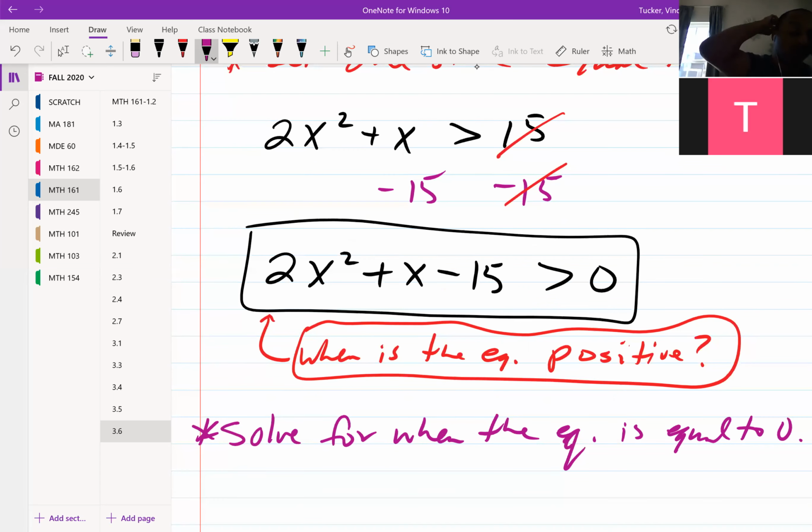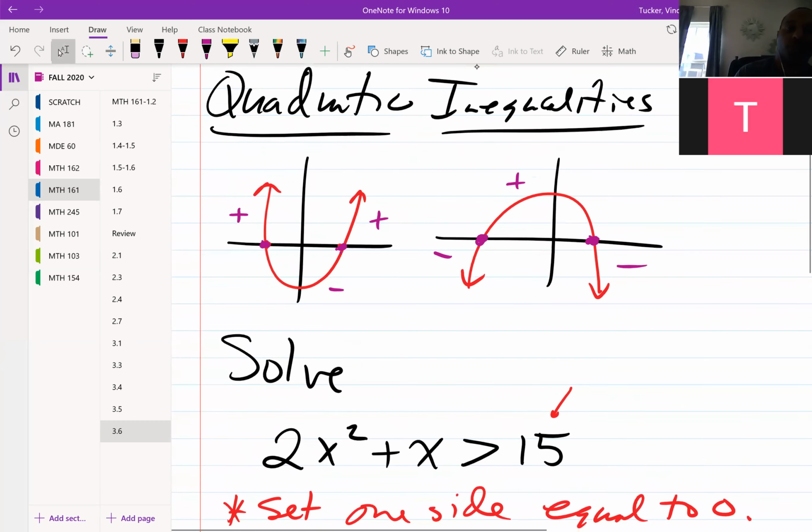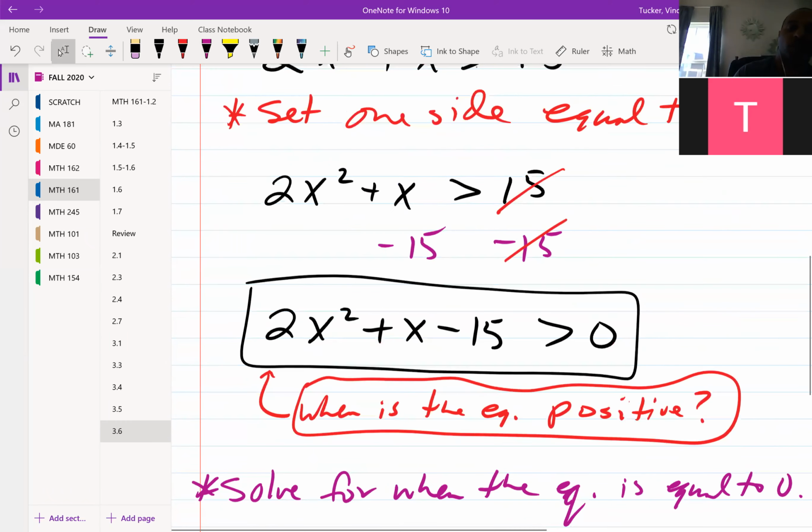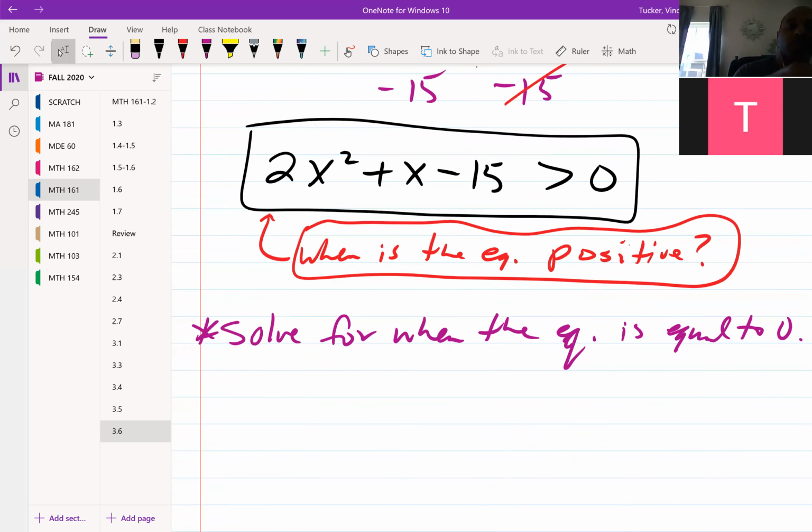The next step is to solve for when the equation is equal to 0. Remember I told you that these points right here are when your function is equal to 0. So we want to set this equal to 0 and solve it so we can figure out what those points are.